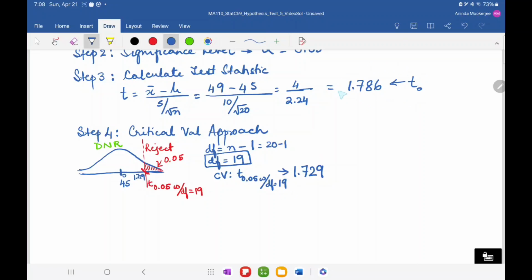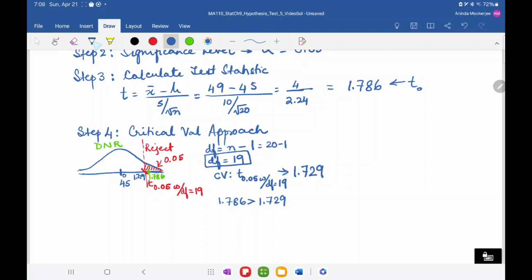We have to bring our test statistic, the evidence, and see where it falls in this diagram. Does it fall in the reject region or in the do not reject region? We see that 1.786 is greater than 1.729. So it will be somewhere here to the right of 1.729, slightly to the right, but it still falls in the reject region. That's where 1.786 would be.